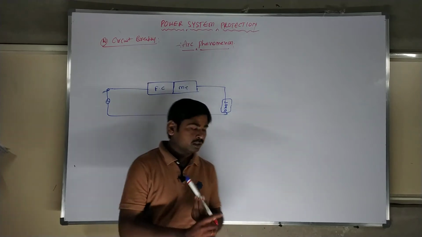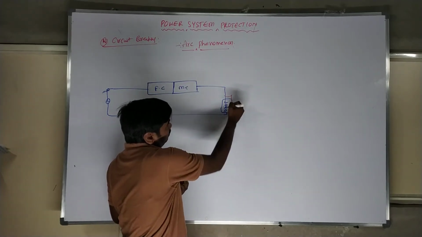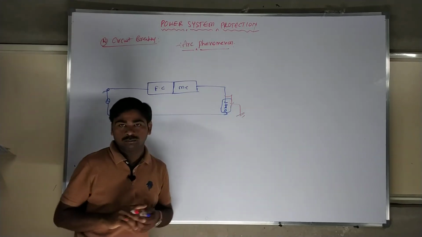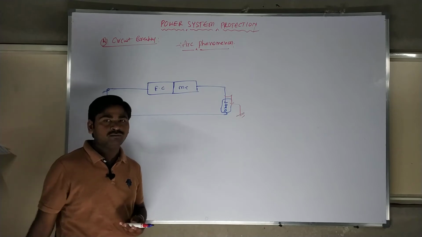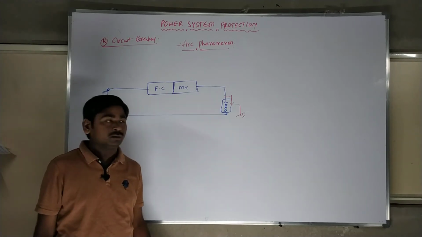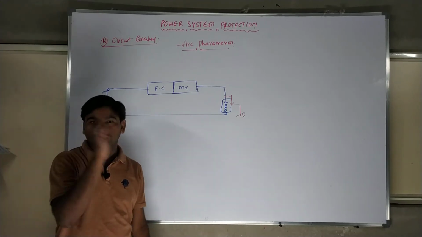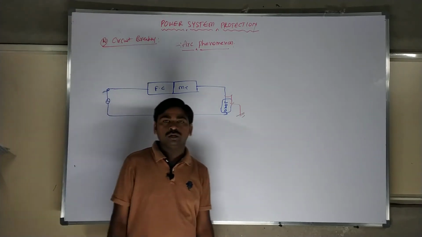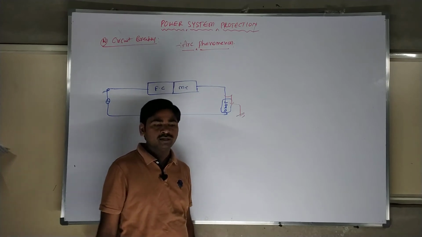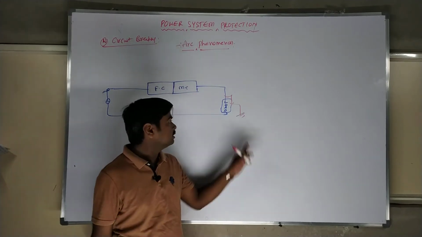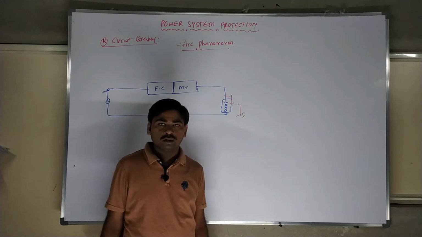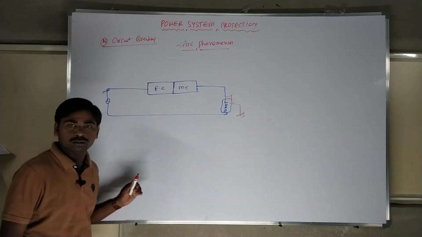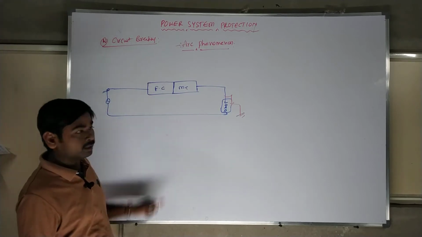Unfortunately, a fault will occur, for example a line to ground fault. At that time, excess current will flow through the fixed contact and moving contact to the transmission line. When a fault occurs, as I told you already, the relay, a sensing device, senses the problem. Then the relay will give a trip signal to the circuit breaker.